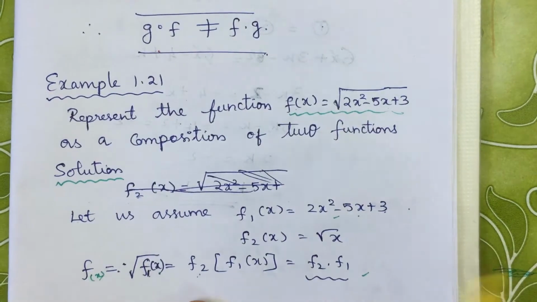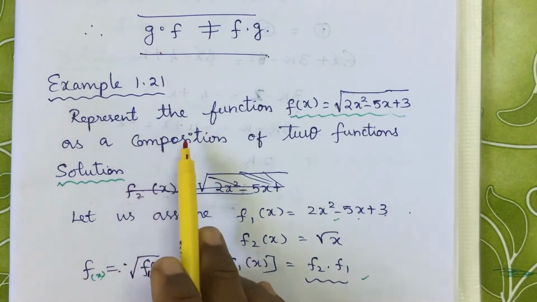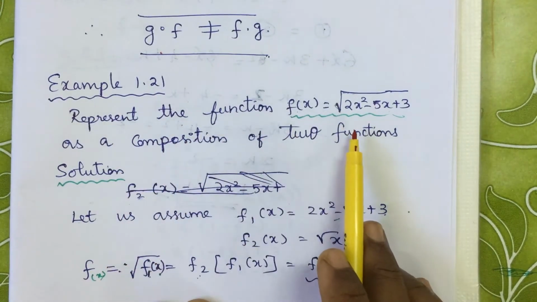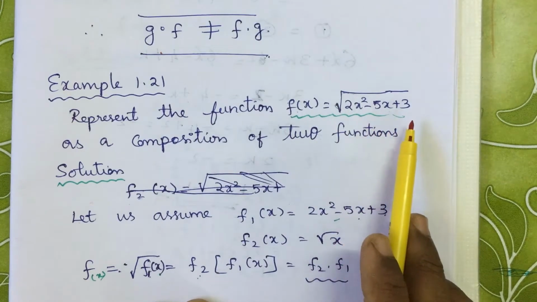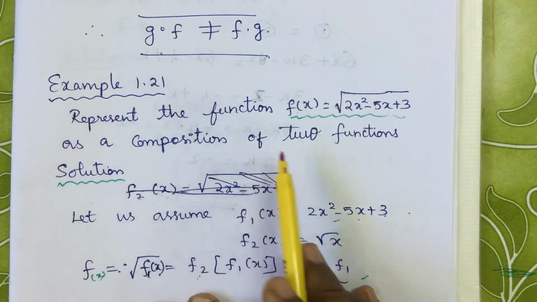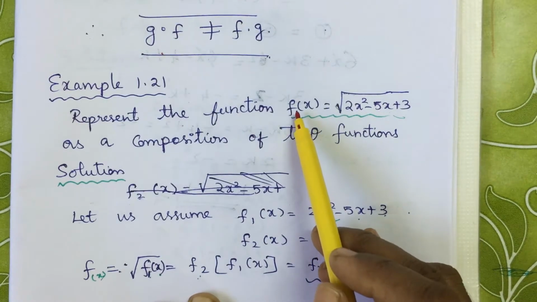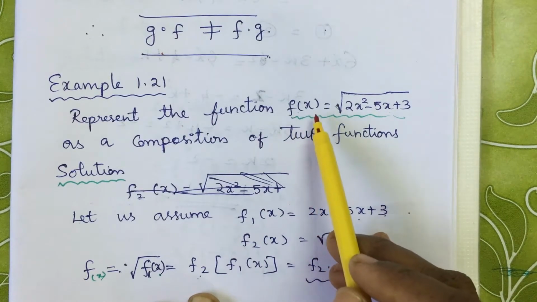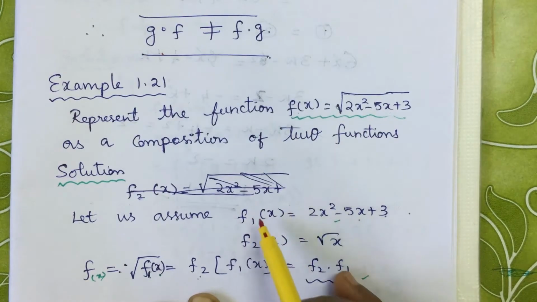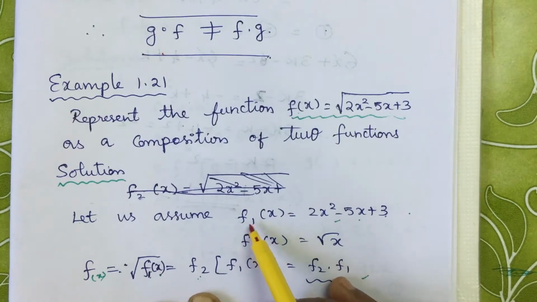Then coming to example 1.21. It says, represent the function f of x is equal to root of 2x square minus 5x plus 3 as a composition of two functions. Here, since you are familiar with f, g, h functions, again I am using f1 as the function, a new function I am going to assume.